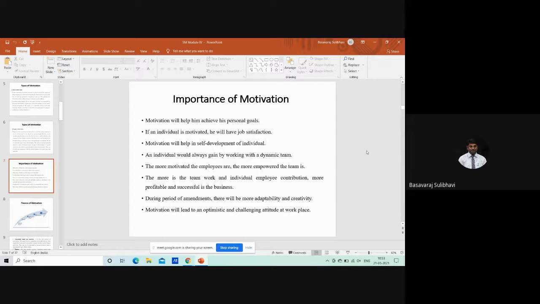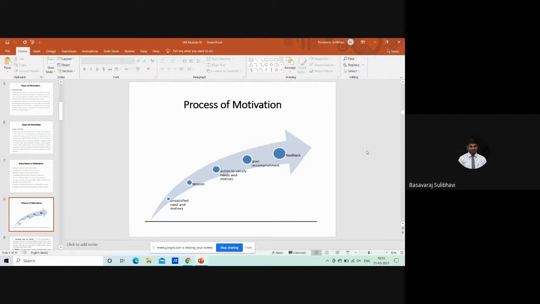Any assignments the organization gives, they will accept wholeheartedly and want to work on. So this is the last importance we have, leading to an optimistic nature and a challenging attitude at the workplace. We will be receiving challenges, and though they may sometimes not be comfortable for the employees, they still take them because of the motivation kept by the organization. Now we have next, the process of motivation.